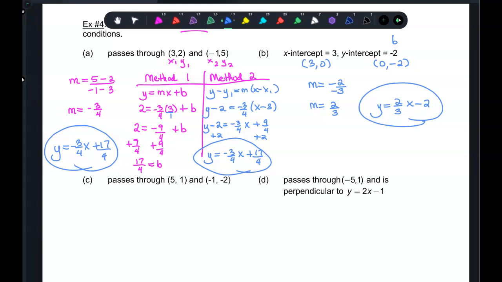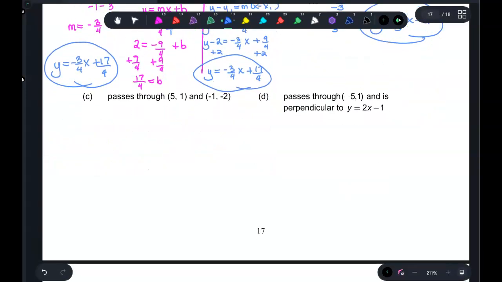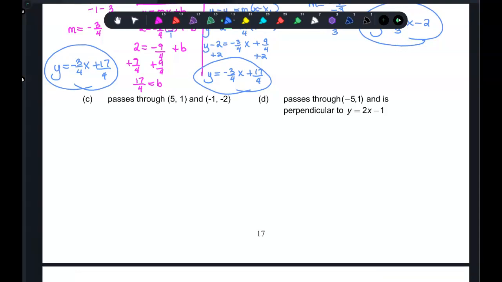Okay, all right so far? Now, passing through the 2 points. So first thing, let's figure out what the slope is going to be. Negative 2 minus 1 over negative 1 minus 5. Negative 3 over negative 6, so positive 1/2.